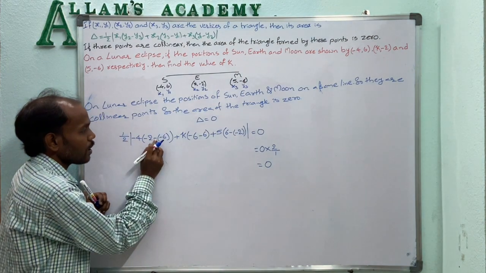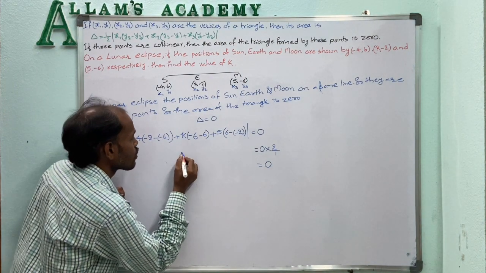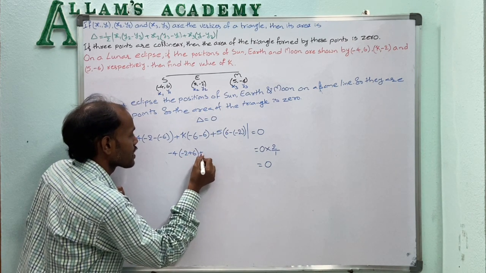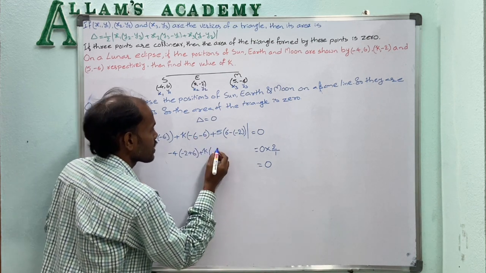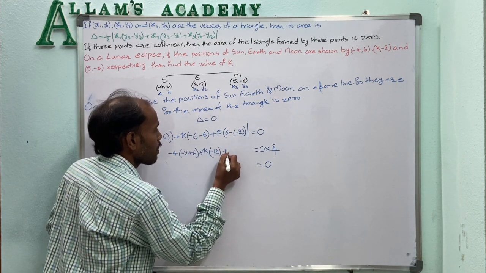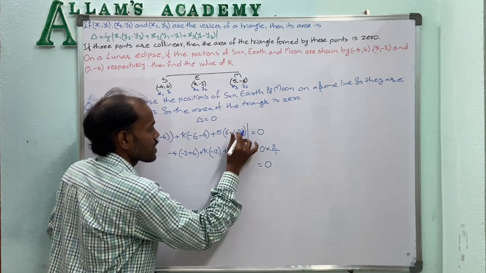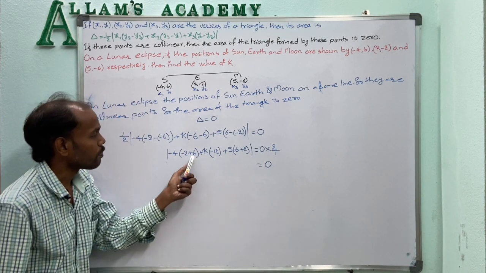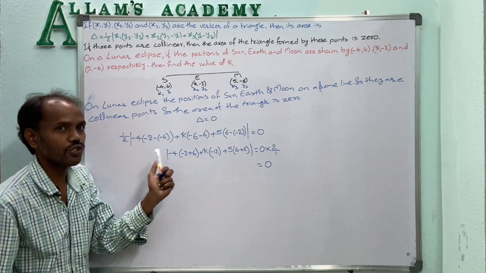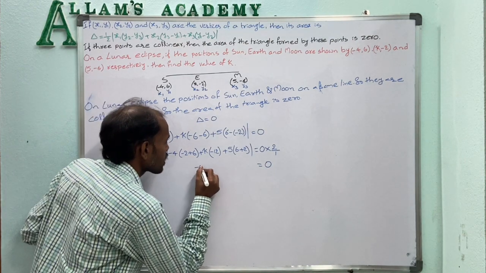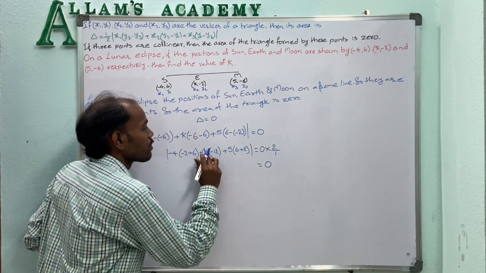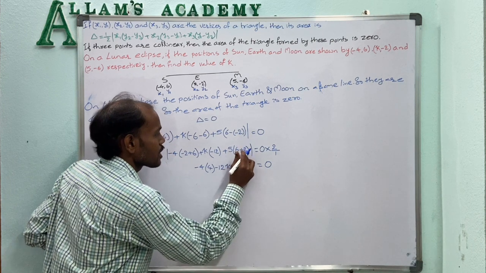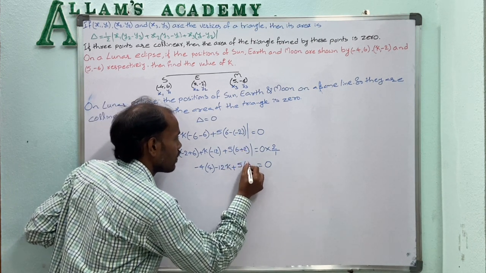Now here minus half minus 6 is plus 6. So minus 4 into minus 2 plus 6, plus k into minus 6 minus 6, that is minus 12, plus 5 into 6 minus half minus 2 is plus 2. Now 6 plus 2, so minus 4 into 4, k into minus 12 is minus 12k, plus 6 plus 2 equals 8. So 5 into 8.